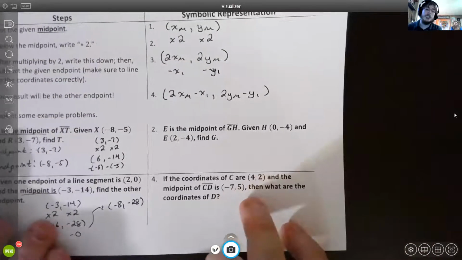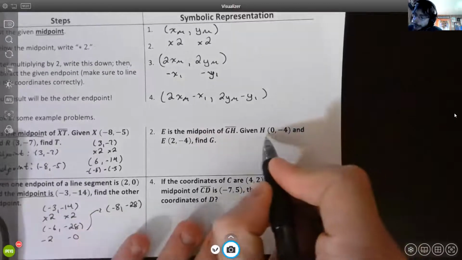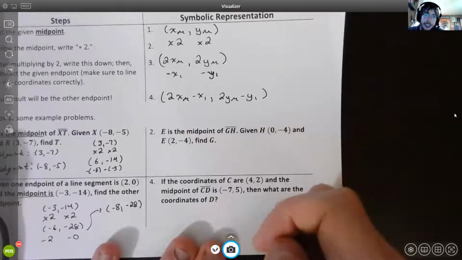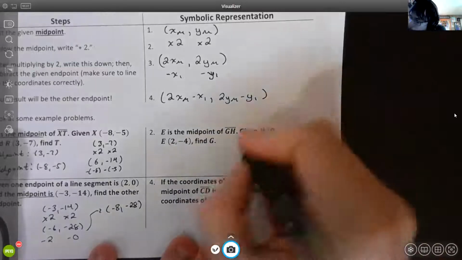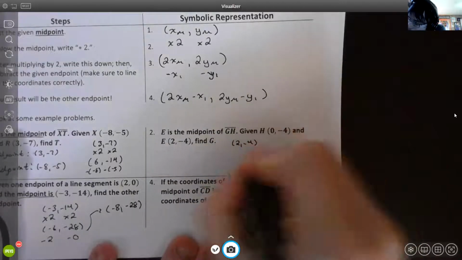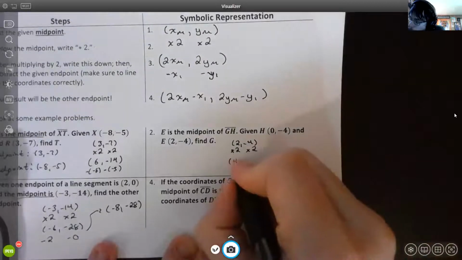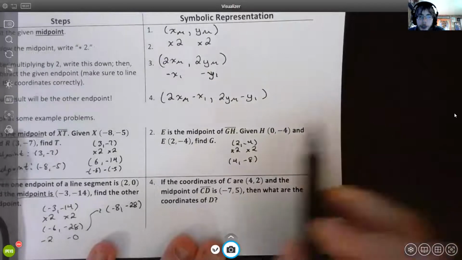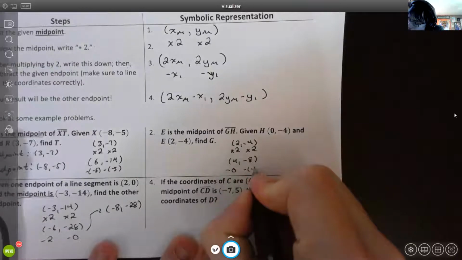All right, so let's look at number 2. E is the midpoint of GH. Given H is (0, -4) and E is (2, -4), find G. So you're going to list your midpoint, which is E, (2, -4). Then you're going to multiply both of them by 2, and you get (4, -8). And then you subtract your endpoint. So you're going to subtract 0 and subtract -4.